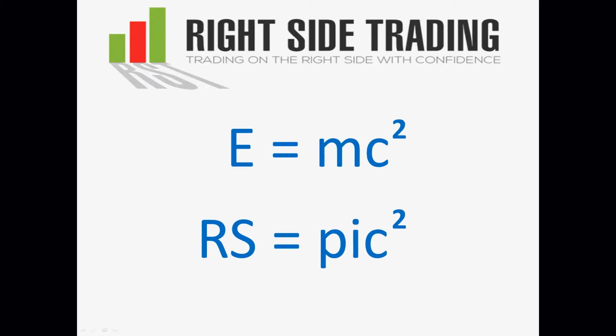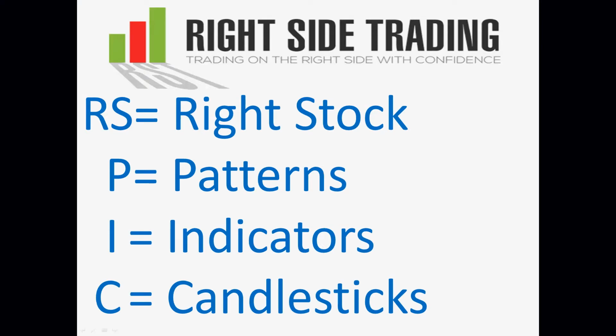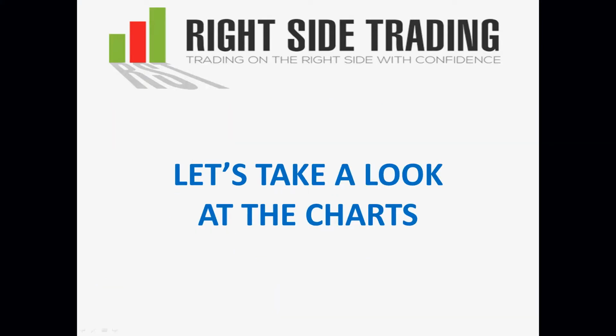Now, the squared in that is basically telling you to make sure that you pick the right side going in, and make sure you pick the right side when you're getting out. So it's both sides. You want to use this formula for getting in as well as getting out of a trade. Okay, so today I want to take you to the charts.